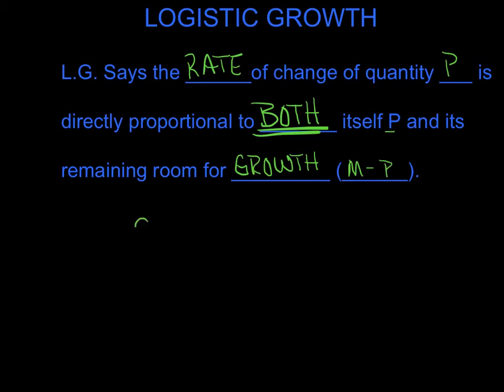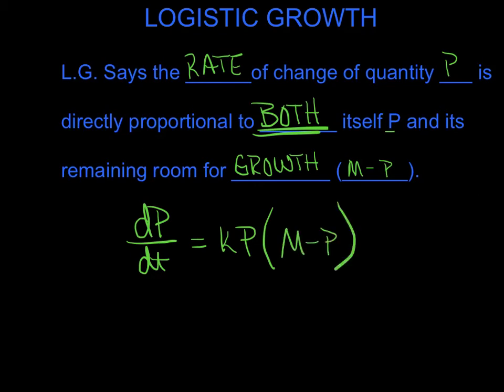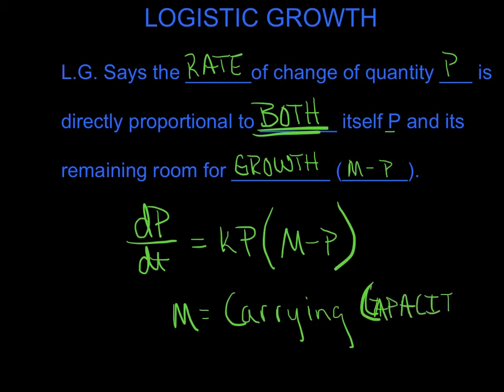So what does this look like as a Diffy Q? We say the rate of change of P is directly proportional to itself and, usually, means multiplication, its room for growth. Now, when you look at that rascal, M represents the carrying capacity. And that just means there are a lot of times in real life where you do experience exponential growth, but then because of other environmental factors, it's impossible to sustain that growth. And so it begins to taper off and reaches some kind of invisible ceiling, so to speak.